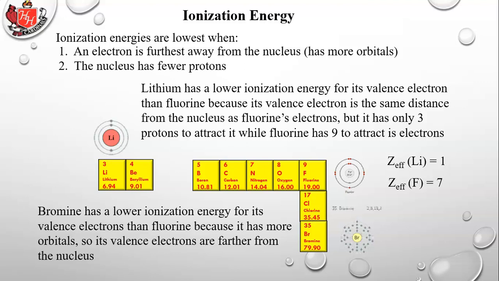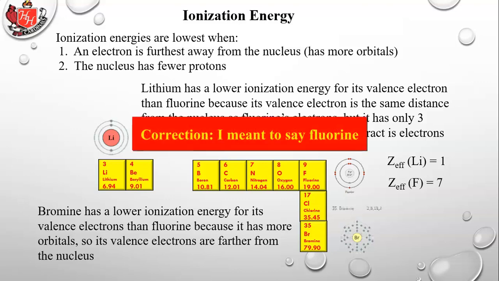As you go up or down a column, the dominant factor is orbitals. Yes, bromine has more protons than fluorine, but that's not the dominant factor going up and down a column or a group. It's the number of orbitals. That's what dominates. So even though bromine has more protons, because it has more orbitals, it's easier to pull the electrons away from bromine than it is to pull the electrons away from lithium.